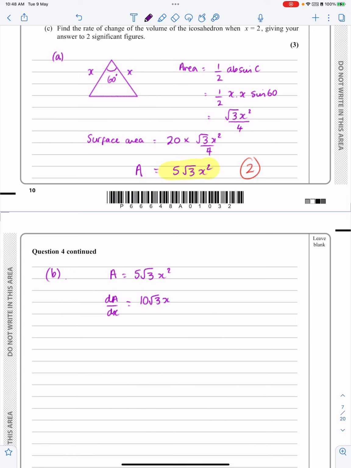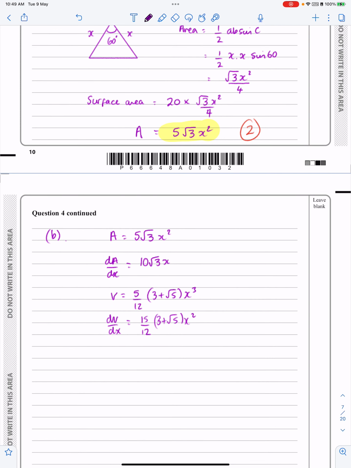If I've got V, what does V work out to be? V is 5 over 12, 3 plus root 5 x cubed. So again, that's not that complicated to differentiate. It looks like it's horrible, but all of that first bit is a constant. It's just multiply by 3, take 1 off the power. So it's going to be 15 over 12, 3 plus root 5 x squared. I can tidy up the fact that 15 over 12 is a fraction later on.